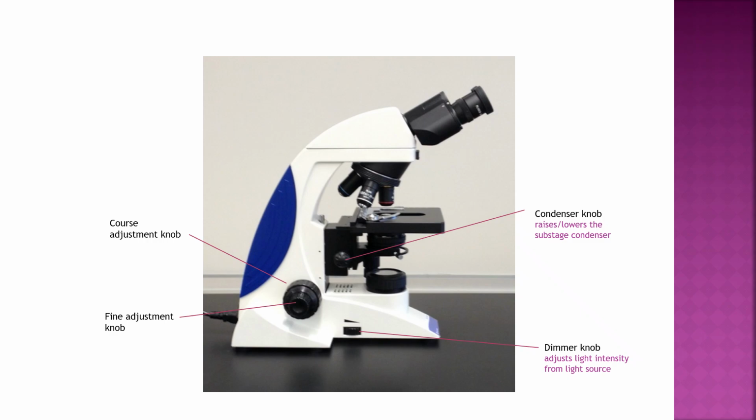And then the dimmer knob, this one's really important. This is a rheostat. It's like if you had a dimmer switch in your house. It adjusts the light intensity from the light source. Sometimes it's a slide, sometimes it's a knob. It's just kind of variable. If you ever look through the microscope and it is so bright you're seeing stars, you want to immediately try to see if you can get that dimmer to go down just a little tiny bit.